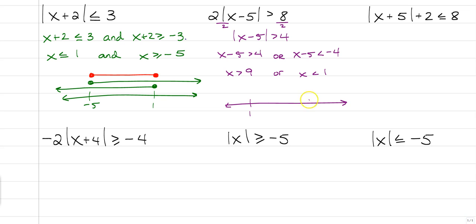So here's our 1, here's our 9. X has to be greater than 9, x has to be less than 1, and you are good. That is an OR. That's what it's supposed to look like. Game over. So why don't you pause the video and try the rest of these. I will give you a little tip that there are a few special cases at the end. Give them a try.